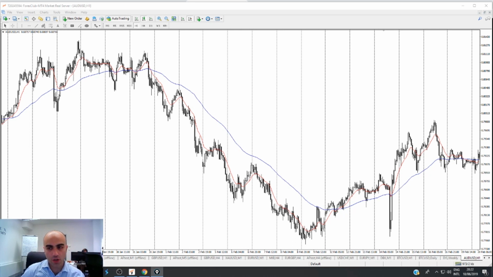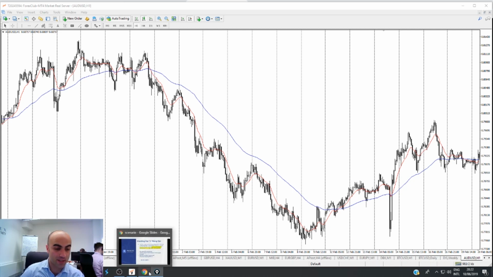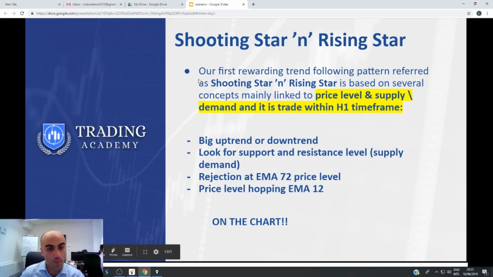This is a very crucial concept. However, we will go deeper into detail when we start looking at the actual shooting star and rising star pattern strategy. But let's go back here. We have our pattern that is mainly based on the price level and supply and demand concept, and is usually traded within the 1 hour time frame.